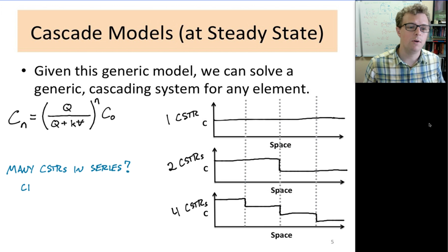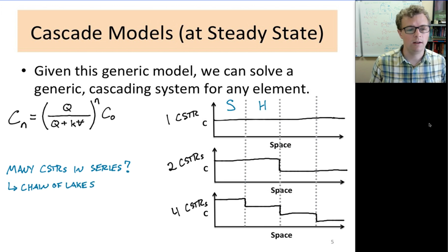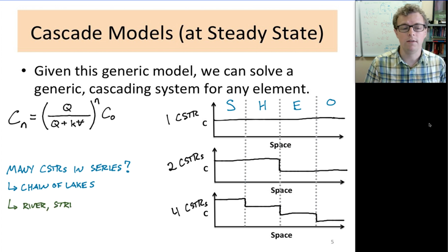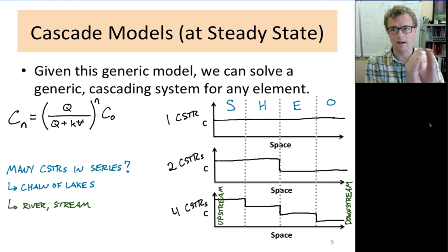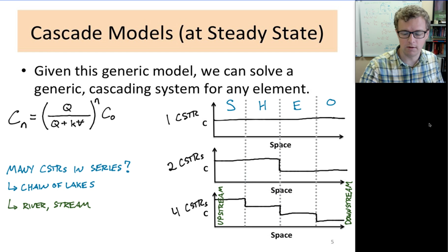So when we start to put many CSTRs in series, we can describe things like chains of lakes. So imagine that as Superior, Huron, Erie, and Ontario, as I've written across the top of the screen now. And where we'll be going with this in the future is to describe rivers and streams as nothing more than a series of CSTRs that are incredibly small and stacked one right after the next. So that's what we can do with our cascade models.